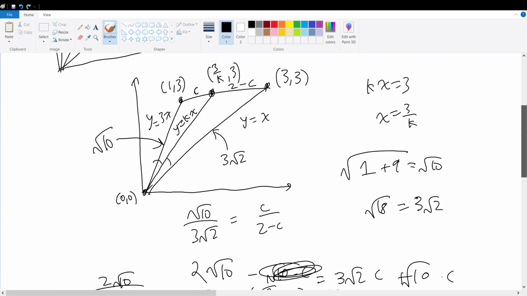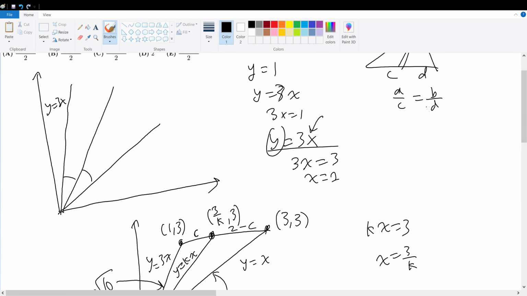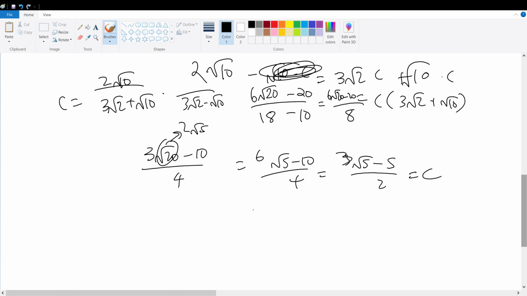But we know, how do we relate 1 comma 3 with 3 over k comma c? Well, 1 plus c must be equal to 3 over k, correct? So let's apply it to solve for k. 1 plus 3 root 5 minus 5 over 2 must give 3 over k. Now we solve for k and we will be done with the question.